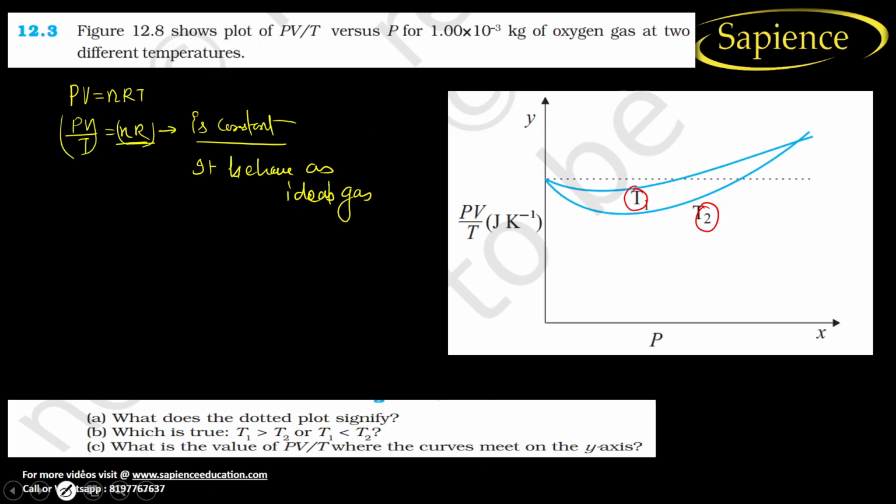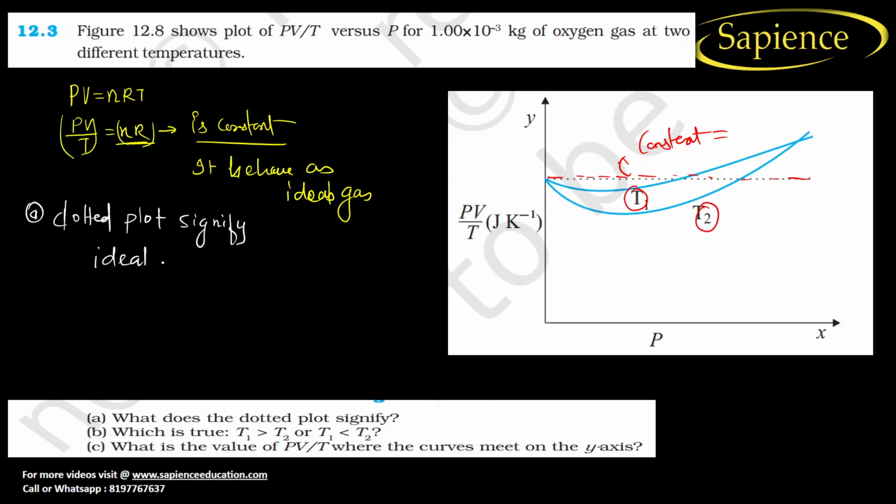See here, this dotted line represents the constant term. This dotted line is constant, and this only happens when the gas is an ideal gas. So from here we can say the answer of A is that the dotted plot signifies ideal gas behavior.